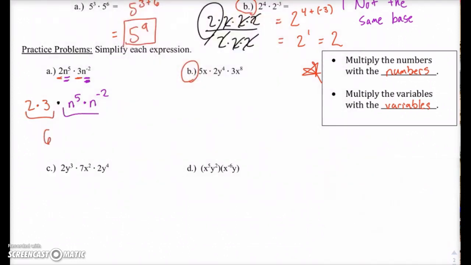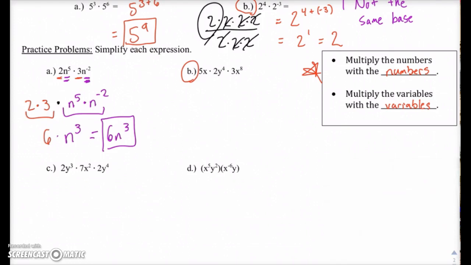Over here, again, are they the same base? The base are both n's. So you just add the exponent. This would just be n to the power of 3. All right, so simplifying that. 6 times n to the power of 3.